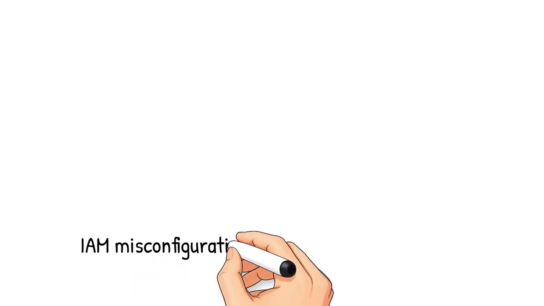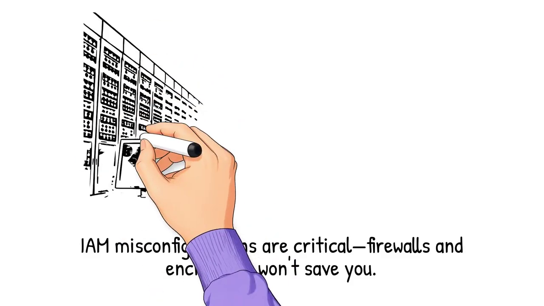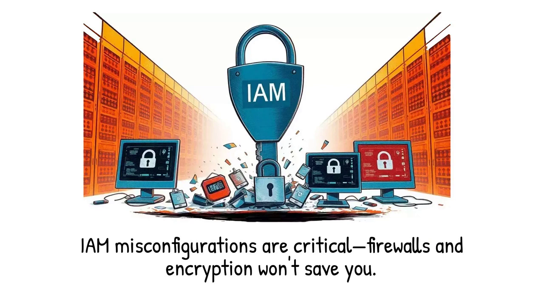If IAM is misconfigured, nothing else matters. A firewall won't save you, encryption won't save you, monitoring won't save you. That's because IAM is the master key controlling every action in your cloud. Its misconfigurations can override all other defenses.